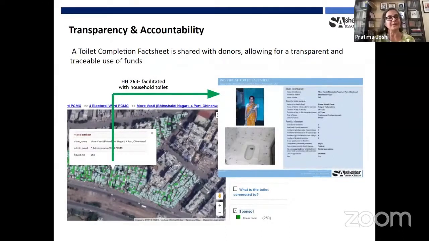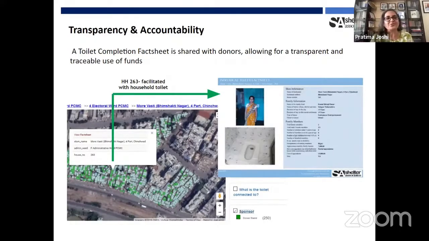Now, how are the donors being kept abreast of this? What is very interesting is that the donors also get a link so that they know which house in a settlement they have sponsored for a home toilet. A small fact sheet comes up at their end when they click on that house. This has brought so much transparency, accountability and trust. And if they feel like visiting that household even without us, they know how to do it.